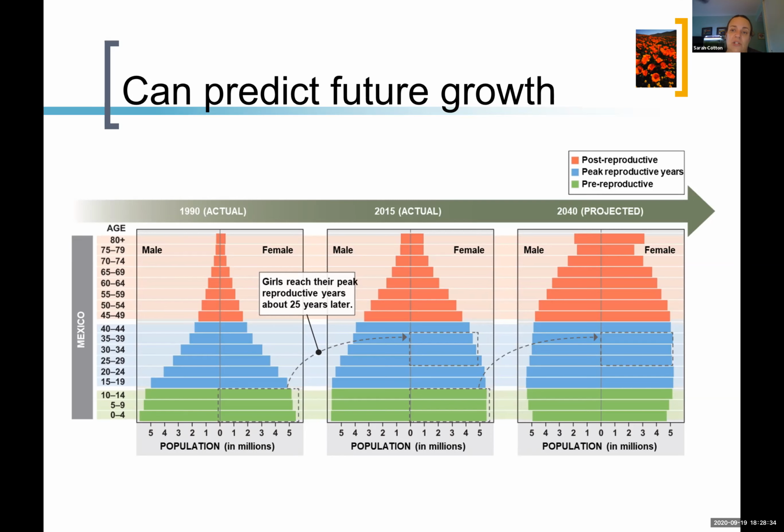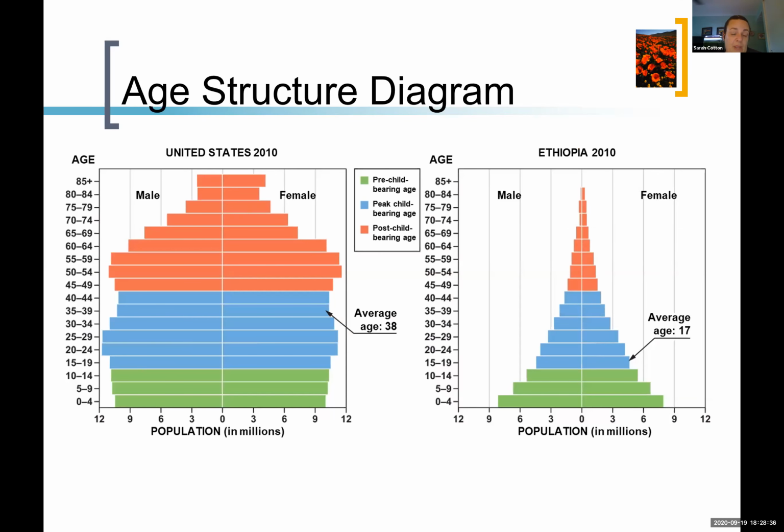So let's go back to the US and Ethiopia for a minute. What does this tell you about the capacity for the US population to go up, and also the population in Ethiopia? I'll let you think about that.